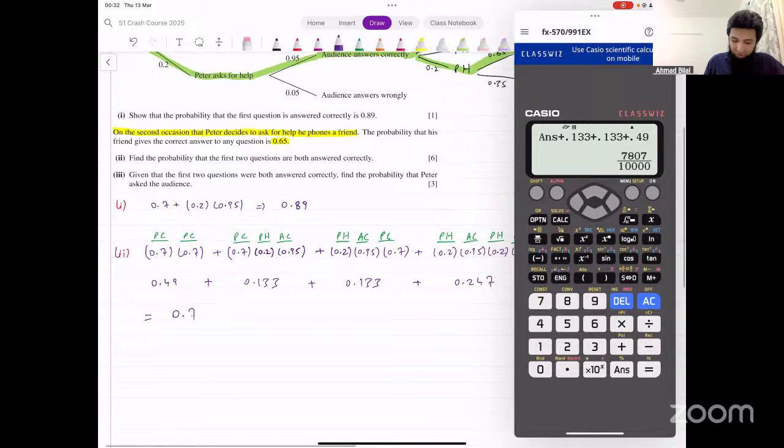That's 0.7807. That's the second part. Okay. Now let's look at the last part.